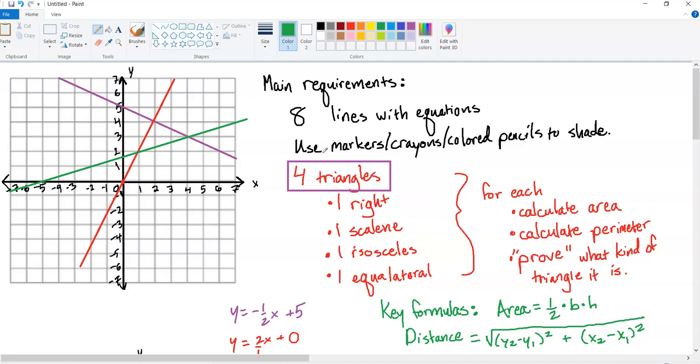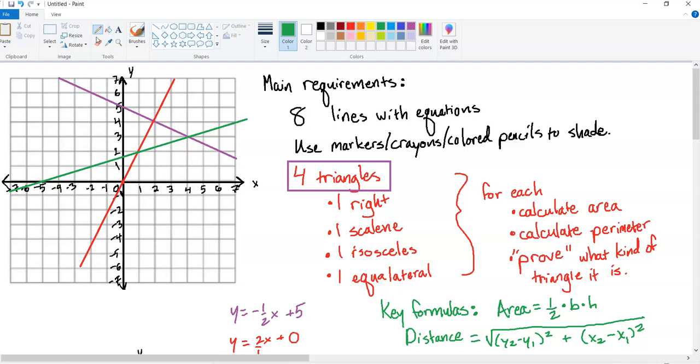Alright, so my next steps would be to do my triangle calculations. The requirement is to have 4 triangles. Now you can create the art however you want. If you want it to be a figure, or if you want to just be abstract, that's fine. So let's say I finished my art. Let me go ahead and shade in.